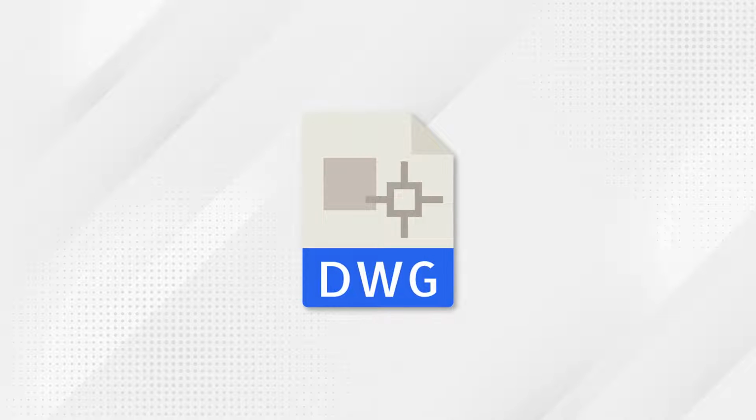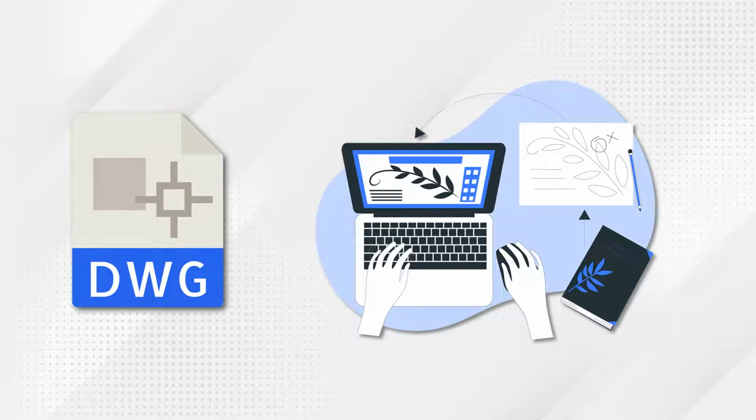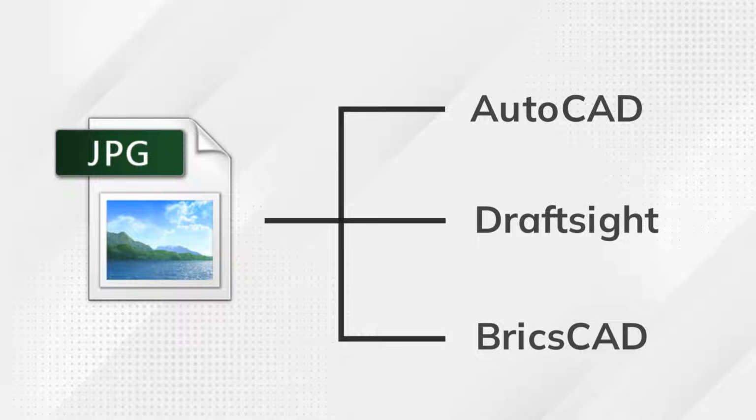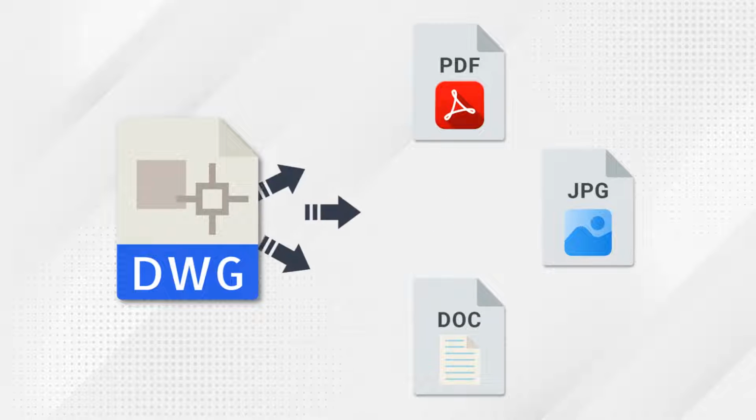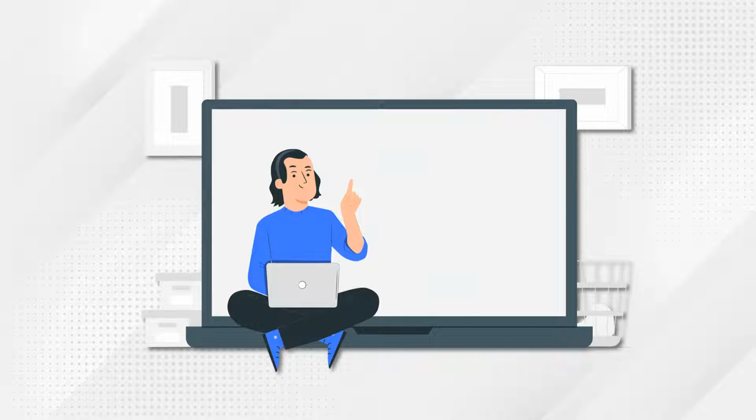DWG is a file format used to store 2D and 3D graphics. It is an image format that is supported by various CAD packages like AutoCAD, Draftsight, BricsCAD, etc. Sometimes, you are required to convert your DWG file into other file formats, and you search for an appropriate technique. Here, we bring you an efficient and simple solution that can change your DWG files into various file types.